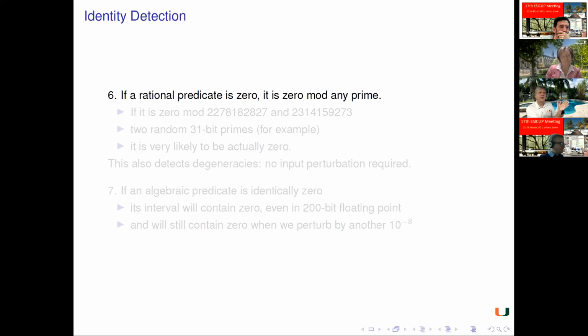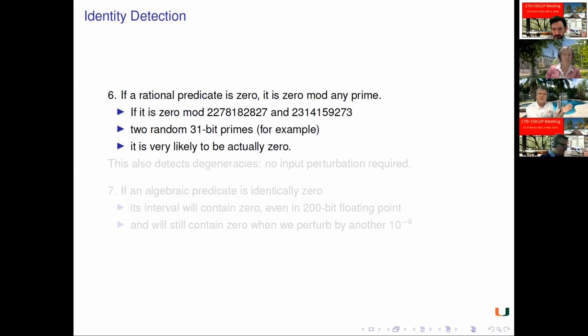Every number except for 0 modulo a prime has a multiplicative inverse, so you can do the whole calculation modulo a prime. If we take two random 31-bit primes, such as I'm showing here, it will definitely be 0 if it is 0. And what if you get 0 modulo those two primes? Well, it's going to be very likely to be 0.